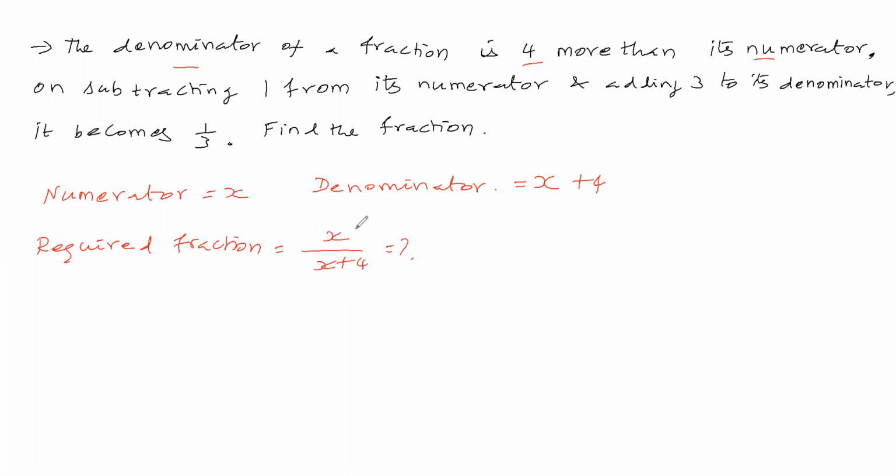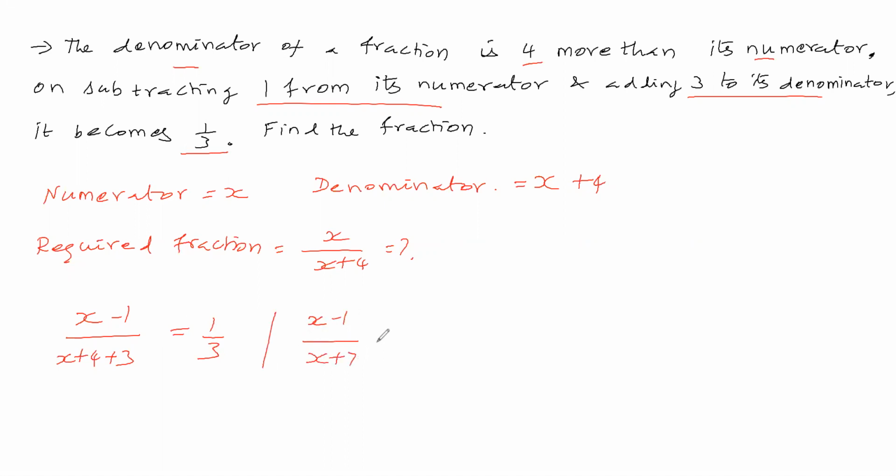So now we will see what they are saying here. On subtracting 1 from its numerator: the numerator is x, subtracting 1 from it, therefore x minus 1. And adding 3 to its denominator: the denominator is x plus 4, you have to add 3 to this. This is equal to 1 by 3. So we got this x minus 1, we will write.